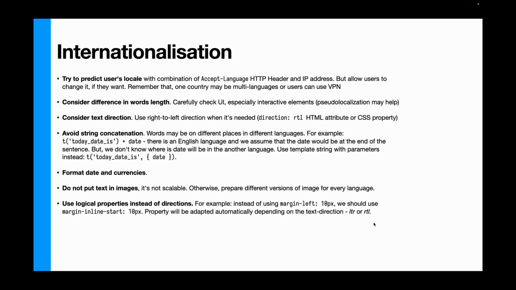What are the general recommendations? First of all, we should try to predict the user's locale. Next, we should consider differences in word length. Consider text direction, especially for Arabic languages. Avoid string concatenation. Format dates and currencies. Do not put text in images because it's not scalable. Or if we need to do that, we have to prepare different versions of the image for every language. And the last, we have to use logical properties instead of directions. For example, instead of margin left, we should use margin inline start.